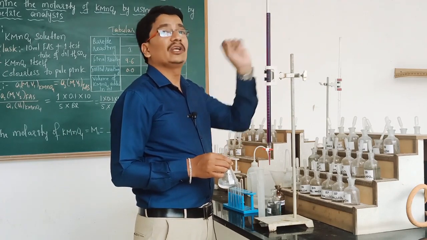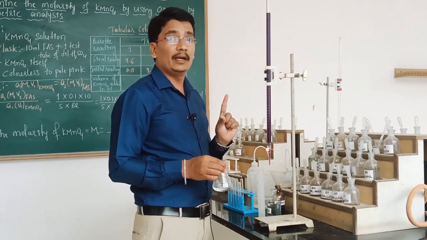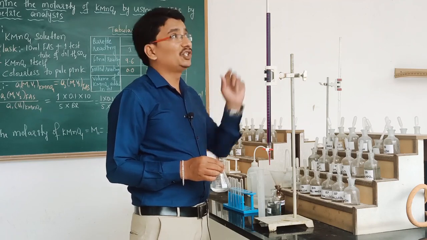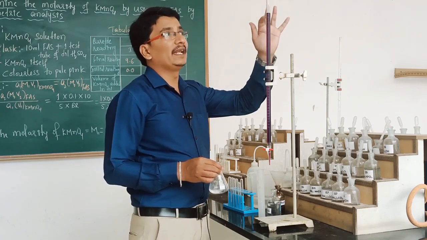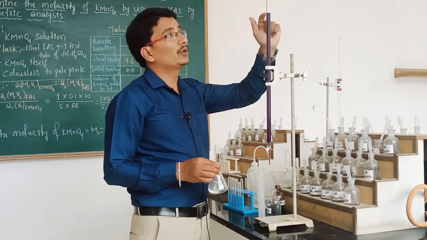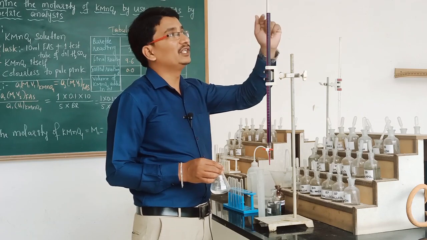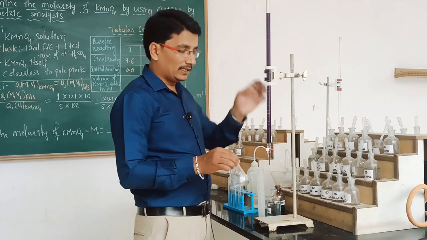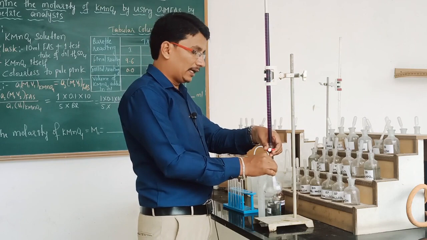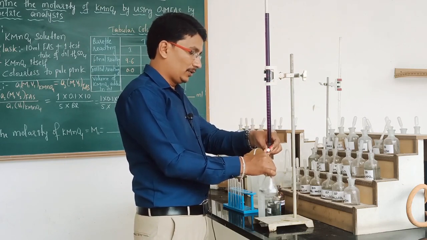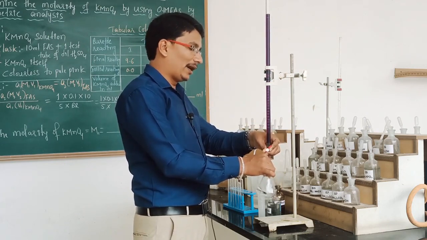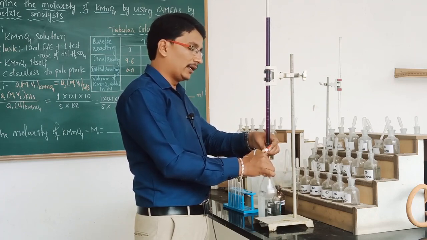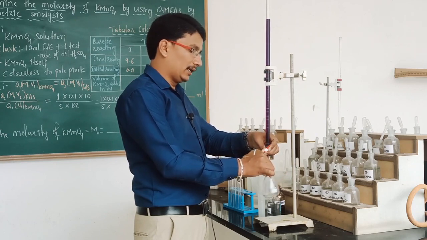Now the initial reading is 9.6. Keep it in mind, in first trial, the initial reading is 0 and the final reading is 9.6. I am going to continue the same reading, therefore the initial reading for second trial is 9.6 and we have to titrate against FAS solution. Same procedure, we have to add drop by drop KMnO4 to the conical flask and we have to stir continuously to get a permanent pale pink.